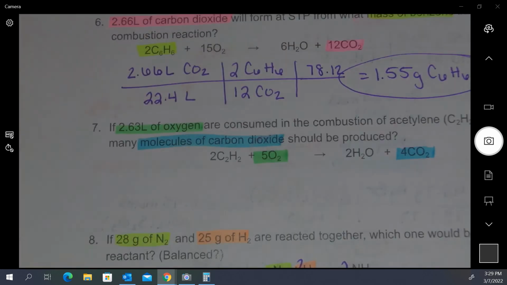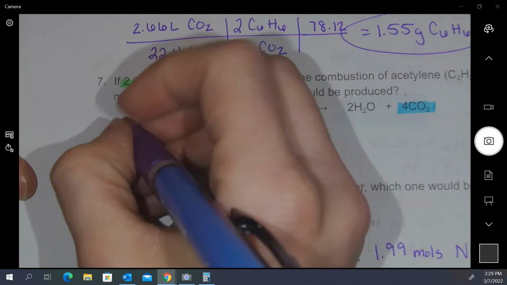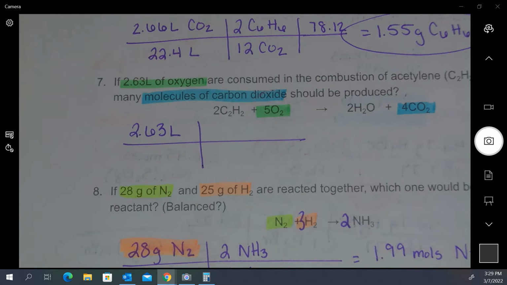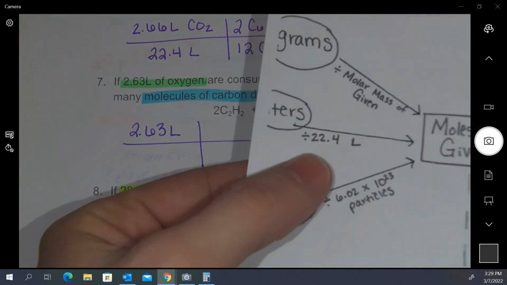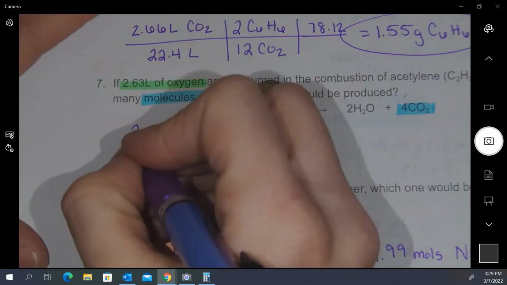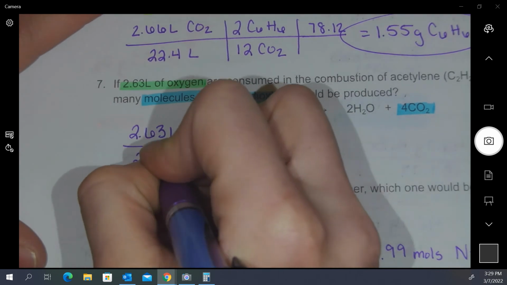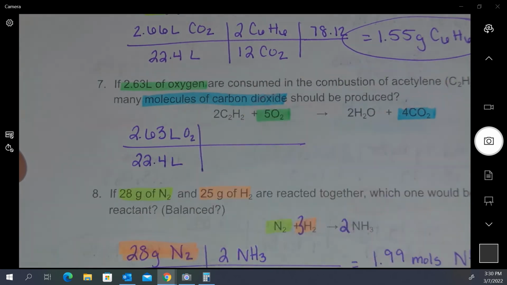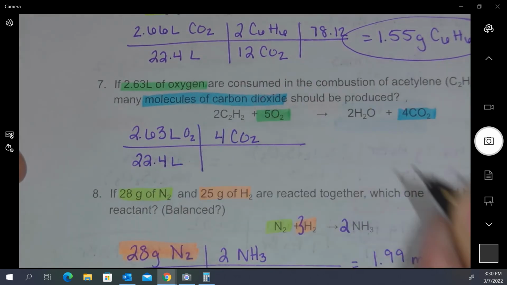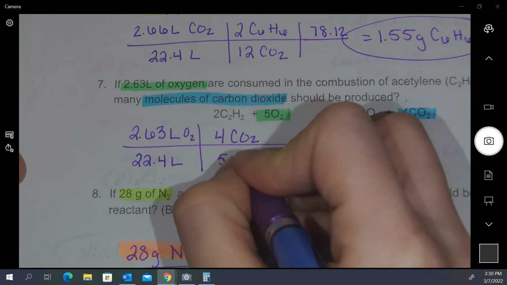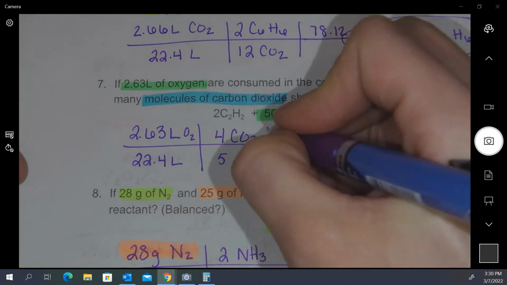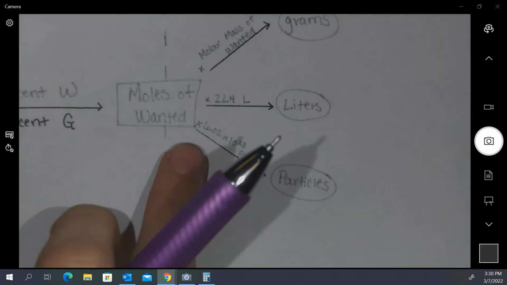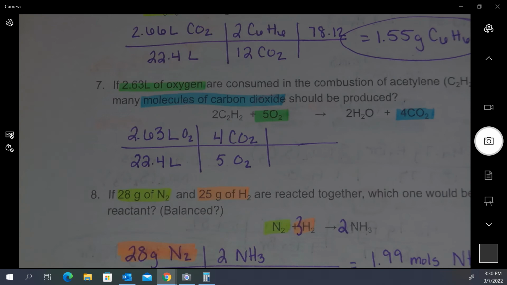They go quicker. So we're going to take 2.63 liters. Since we're starting with liters, if you look at your flow chart, we are going to divide by 22.4. So 22.4 goes down below. Next, we have our mole ratio. We want CO2. So 4 CO2 goes up top. We were given O2, so 5 O2 goes down below. That's from our coefficients. And lastly, we want molecules of CO2. In order to get to molecules, we're going to multiply times Avogadro's number.